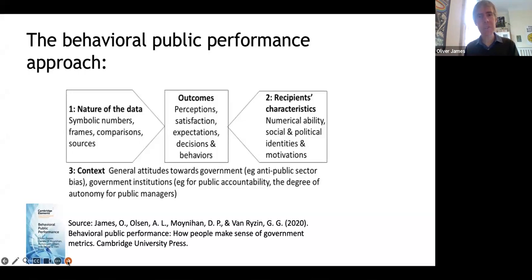Recipients' characteristics is the second factor, things like numerical ability, but also the social and political incentives and motivations for people to use information. And obviously, if you have information in an incentivized contractual situation, then there are particular incentives to present information in a particular way, perhaps from some actors. And thirdly, the context matters a lot.